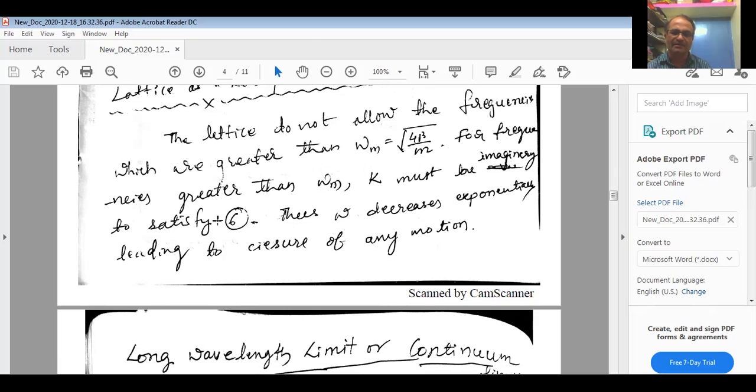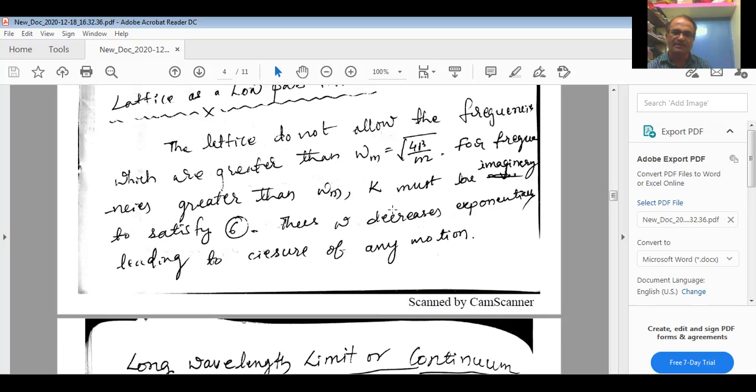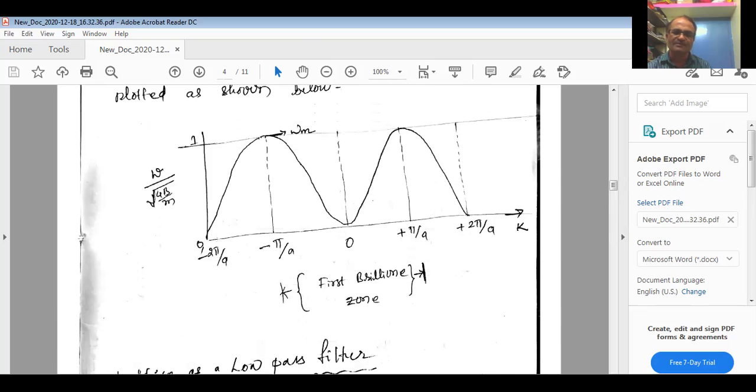That is the meaning. What happens if omega becomes greater than that value? It goes imaginary again. Because of that reason, the amplitude starts decreasing exponentially. So omega m corresponds to the point of maximum amplitude of this wave, the highest displacement of this wave also.